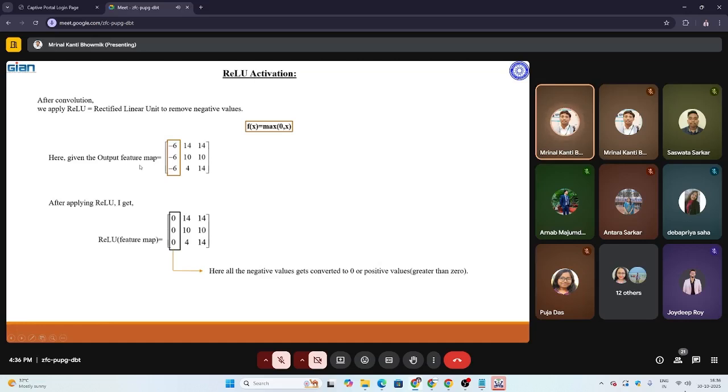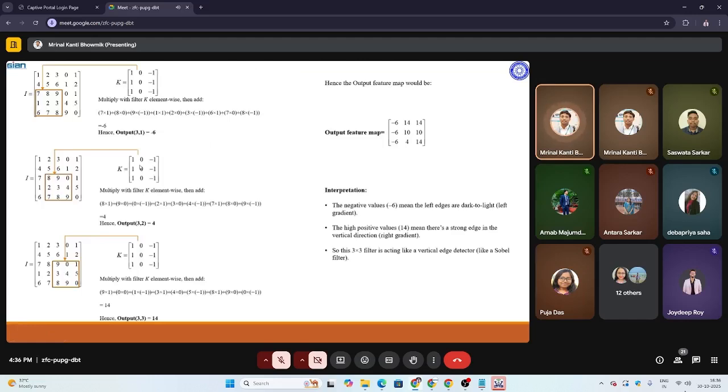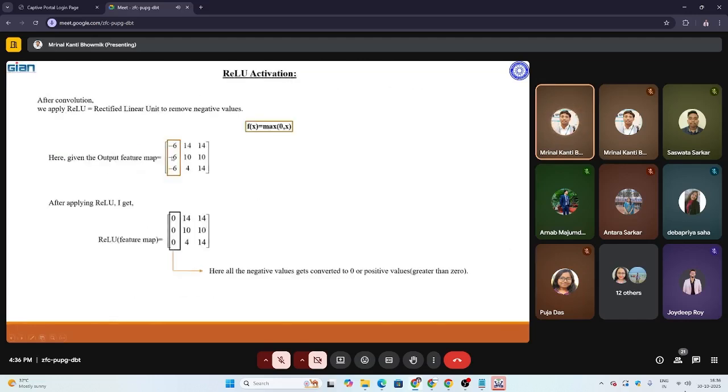Here the output feature map that we got from the previous slide is -6, 14, 14, -6, 10, 10, and -6, 4, 4. After applying ReLU, the -6 values get converted to 0. All the negative values are converted to 0, and the positive values remain greater than 0.